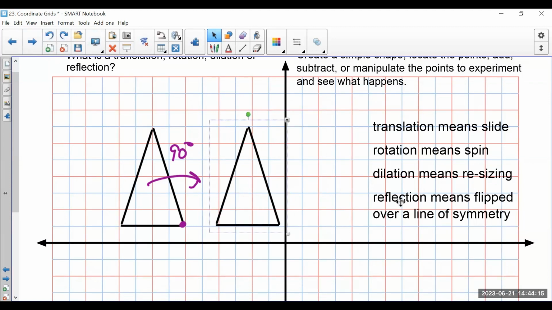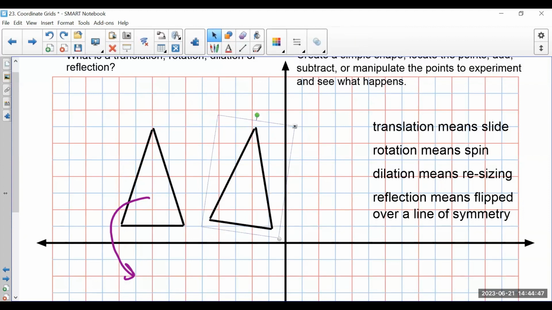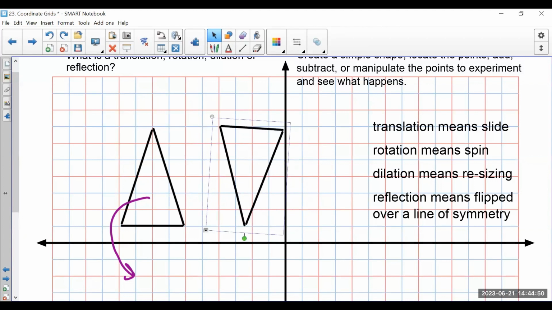They understand my humor. The final one is reflecting a shape. If I wanted to reflect a shape, I would pick a line and then flip it over that line. So for example, if I wanted to reflect this shape over the x-axis, it's like taking this and flipping it down. So it would look like this. Oh, not quite.